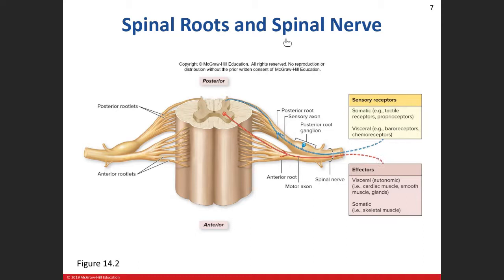When we're talking about the different types of receptors for the sensory portion, we have both the somatic, which we talked about in lecture, and the visceral. Think of visceral as having to do with the viscera, the organs. And somatic is the conscious perception stuff: tactile, proprioception, sight, sound, all that stuff. And effectors, we have two types.